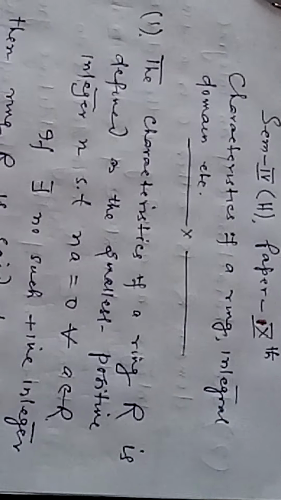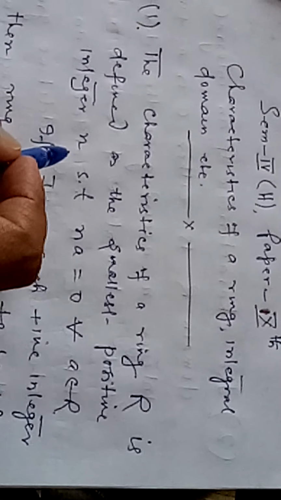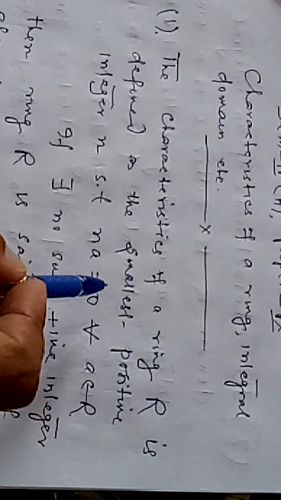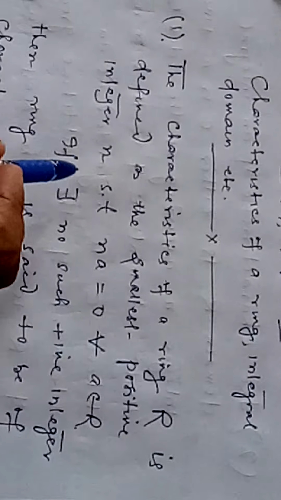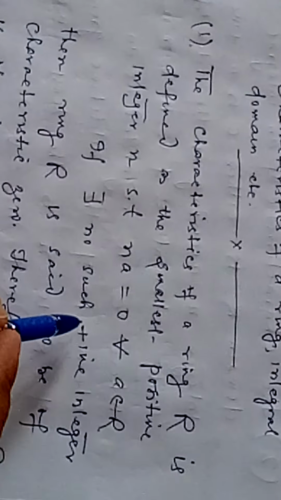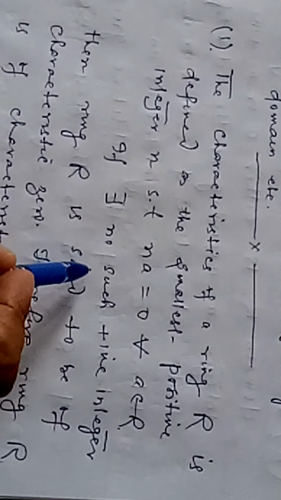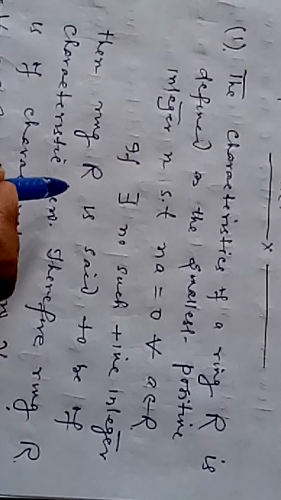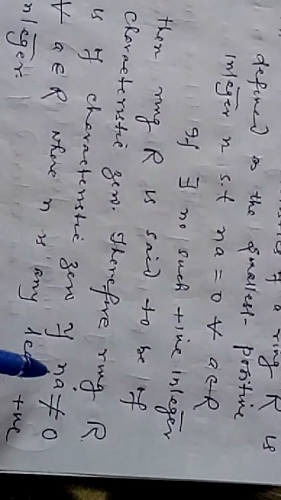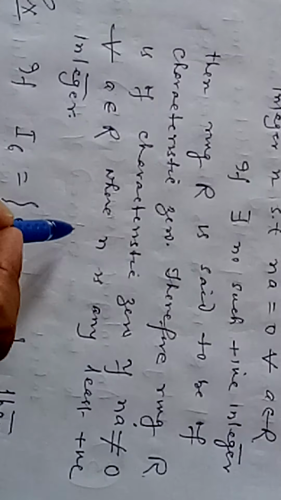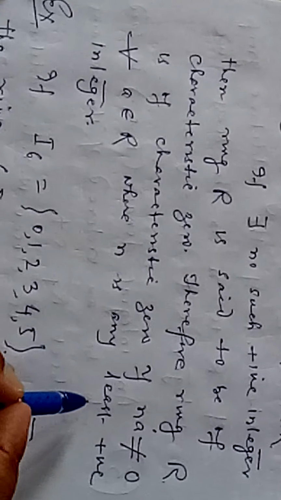Now let us try to define the characteristic of a ring. The characteristic of a ring is defined as the smallest positive integer n such that na is equal to 0 for all a belonging to R. If there exists no such positive integer, then ring R is said to be of characteristic 0. Therefore, ring R is of characteristic 0 if na is not equal to 0 for all a belonging to R, where n is any least positive integer.